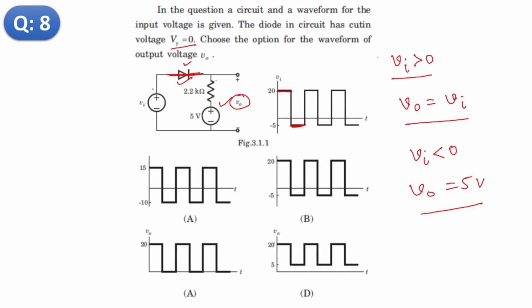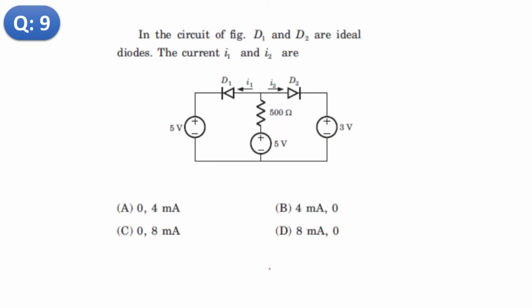So for positive voltage, that means this cycle, the output is 20, and for negative voltage the output is plus 5, that is this point. So the correct answer for this question is option number D. Very interesting question. Now question number 9. D1 and D2 are ideal diodes.